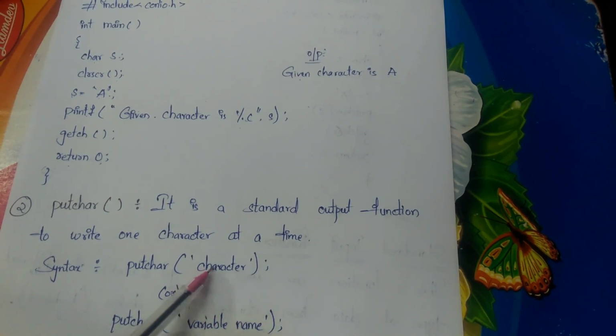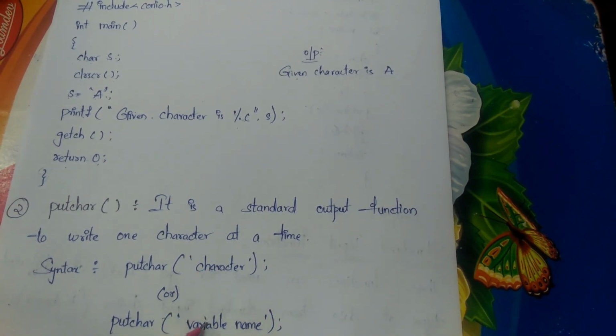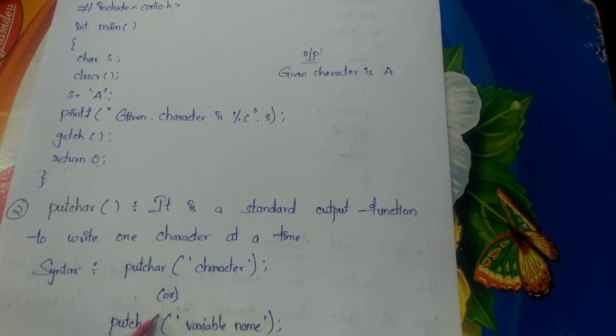And the second one is putchar within a single quote, variable name. So the first is without declaring any variable. The second is after declaring a variable and after assigning it, then we can use this syntax. So there are two ways for the putchar.